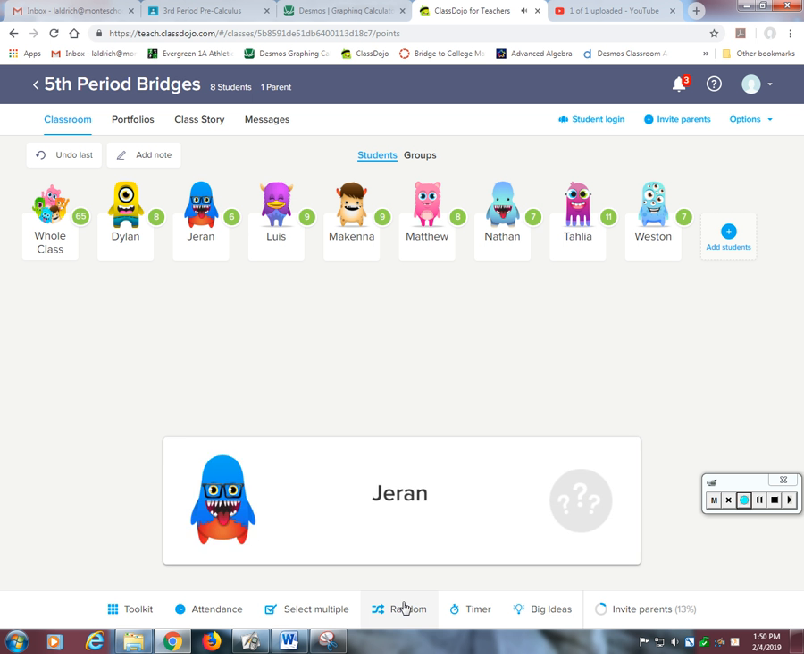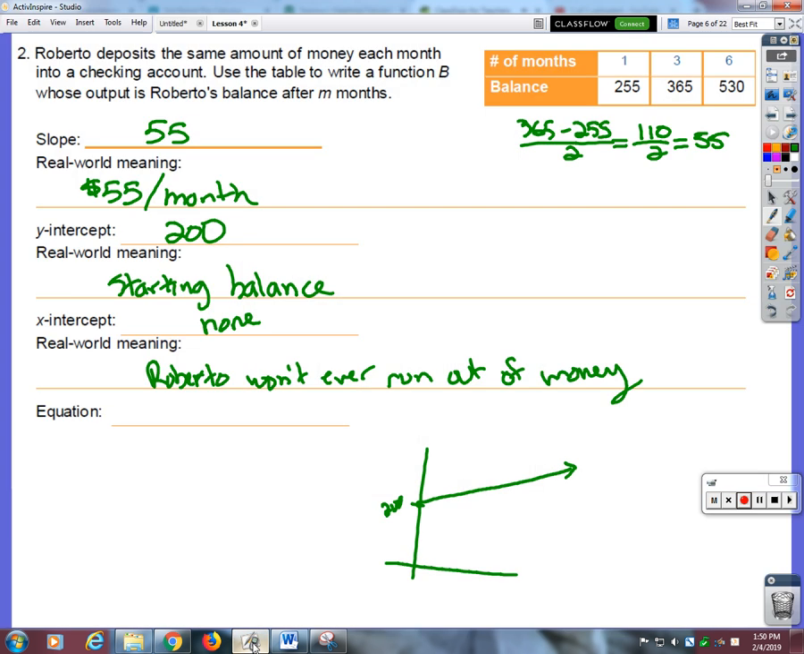All right, so then we need to use that information back to you, McKenna, to come up with an equation. And I'm going to ask you guys to maybe start paying attention a little bit to the letters they want you to use. So it says use the table to write a function b, whose output is Roberto's balance after m months. So we're going to use b for balance and m for month. I'm asking McKenna. $55, so it's going to be b equals 55m plus the 200 that he started with.